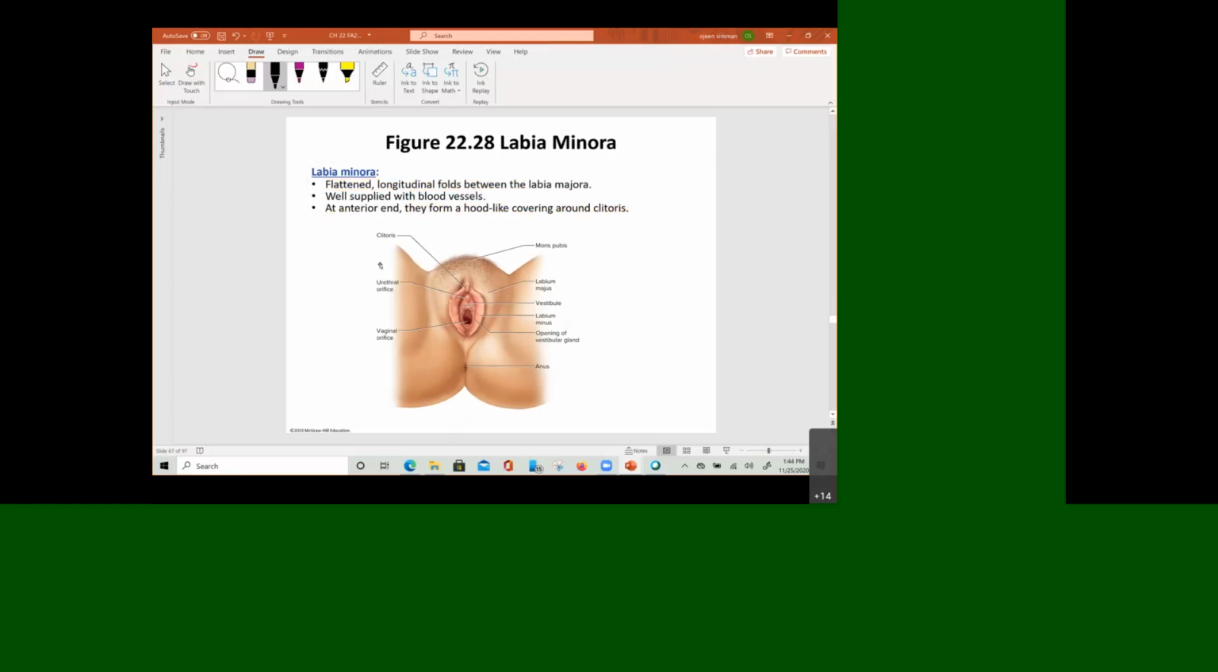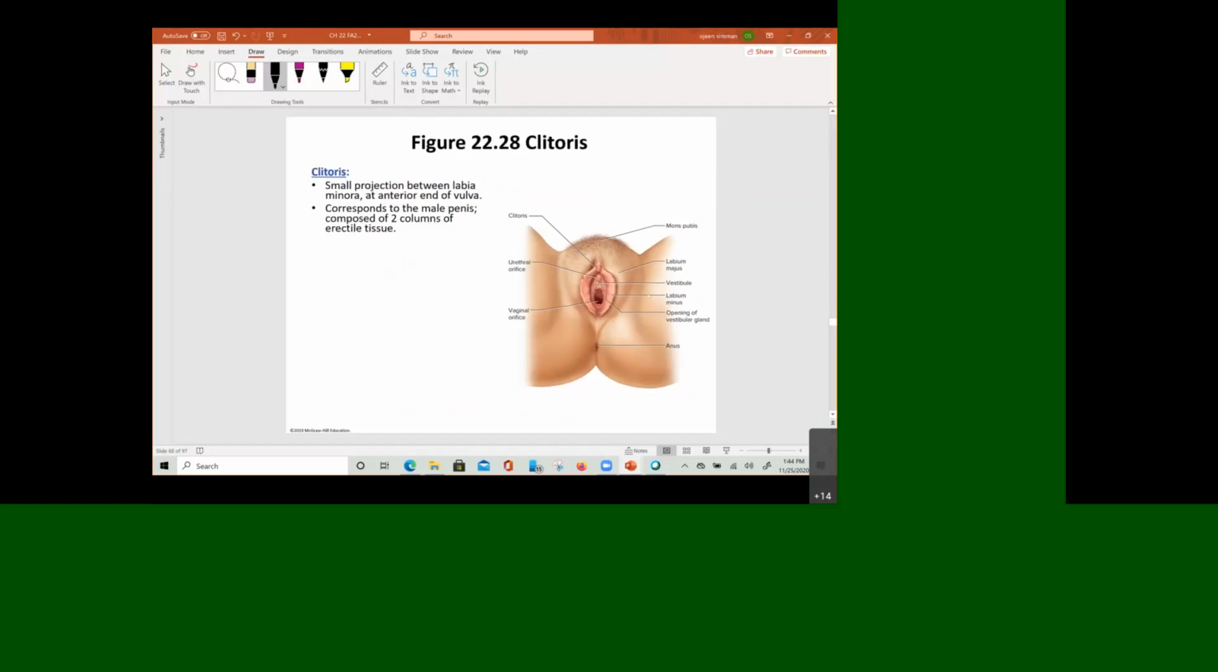The labia minora, these are longitudinal flat folds located between the labia majora, and they are supplied with blood vessels. Why? Because the labia minora at its anterior end covers the clitoris, which is actually erectile tissue. The clitoris actually corresponds to the male columns of the erectile tissue, the corpus cavernosum and corpus spongiosum. That's what it basically corresponds with. This is the clitoris right here.